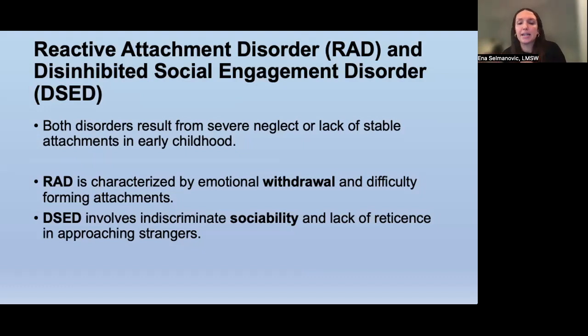So, RAD is characterized by emotional withdrawal and difficulty forming attachments, whereas DSED involves indiscriminate sociability and lack of reticence in approaching strangers. So we'll understand these both better, but just as a way to remember them, I think of it as RAD is characterized by an individual going inward and symptoms that manifest in a more inward way, this internal emotional withdrawal and difficulty forming attachments, whereas DSED is more outward. It's about outward attachments and outward interactions with other people.